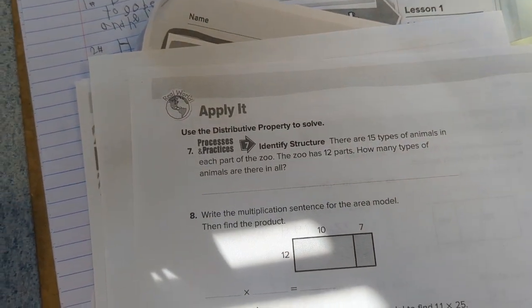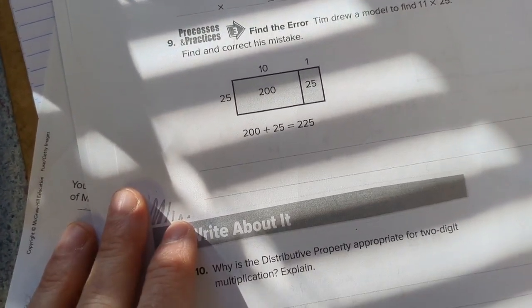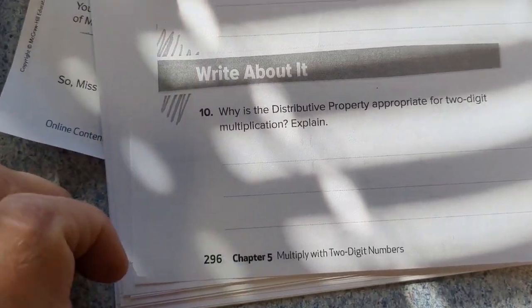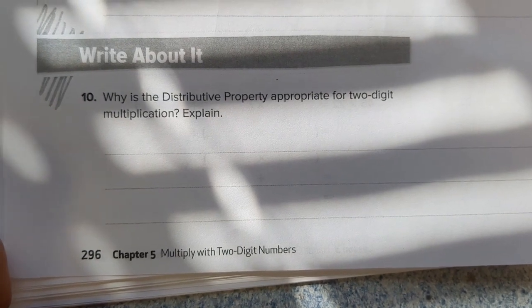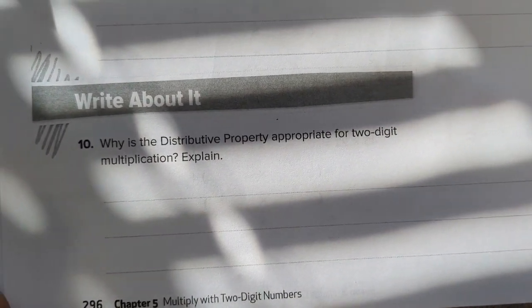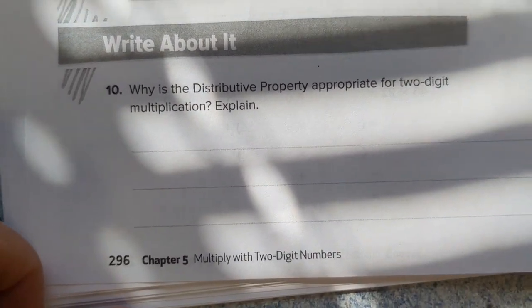On the back, we practice more, and we do some thinking with some word problems and some area models. And here we do some thinking. Why is the distributive property appropriate for two-digit multiplication? How does it help us solve those problems?